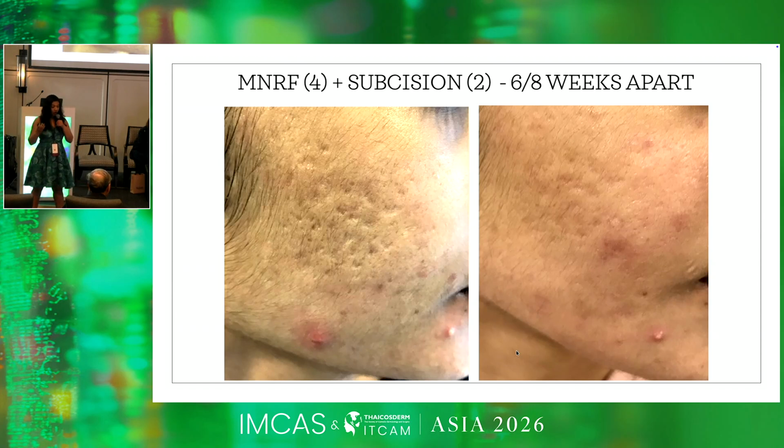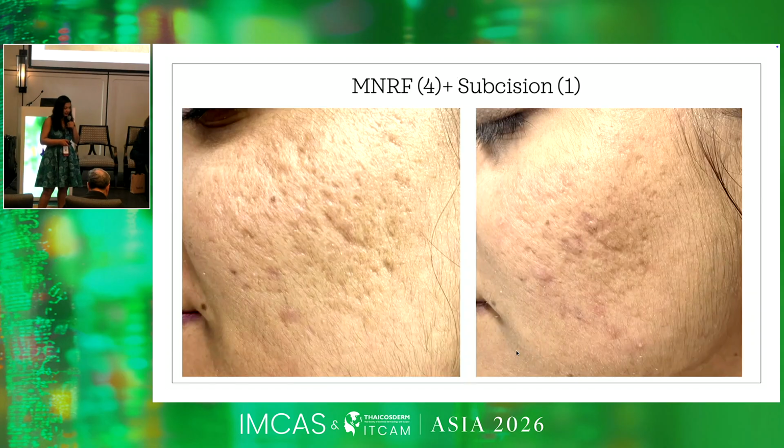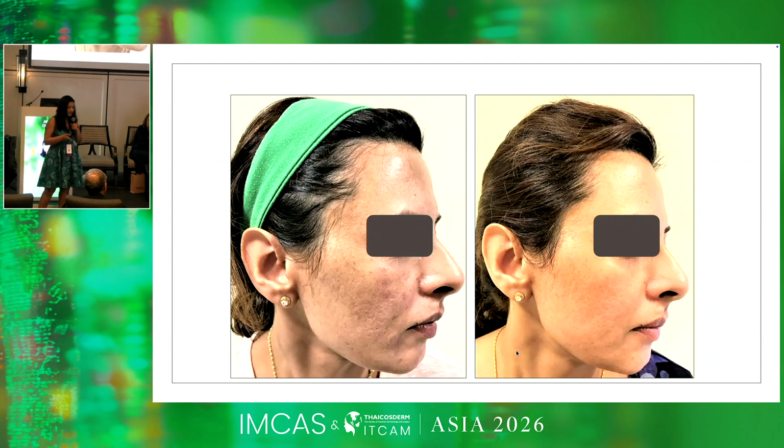This is what you see more often, and these are boxcar scars, deep scars, and they require subcision. I do both needle and cannula. This is a needle subcision. First subcise them, release the scars, then a couple of sessions of microneedle radiofrequency fractional. This is 6 to 8 weeks apart, as you can see. This is another patient, just 1 session of subcision and your good old microneedle radiofrequency fractional. I do agree we have better methods of subcision these days, but this is what works traditionally.